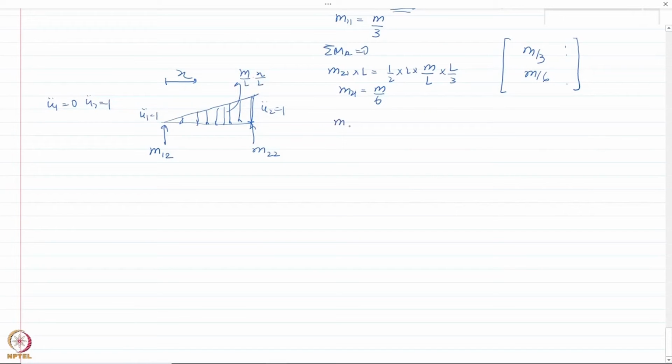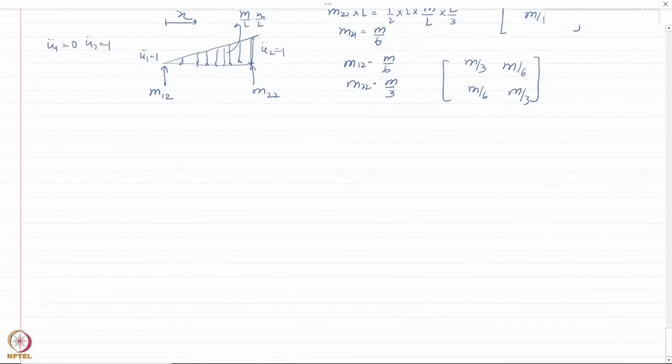In this case, you can get m12 as m by 6 and m22 as m by 3. Okay, so this is m by 3, m by 6, m by 6, m by 3. All right, so the mass matrix is also obtained as m by 3, m by 6, and m by 6 and m by 3. So we have obtained the mass matrix, we obtained the stiffness matrix. One more quantity that needs to be obtained is the force vector.